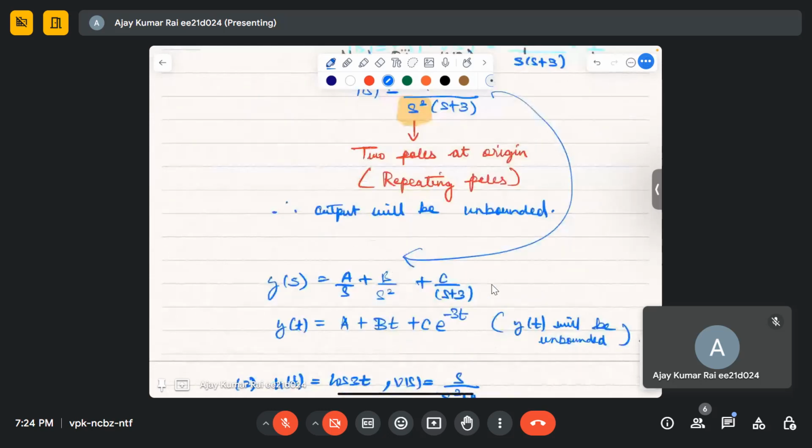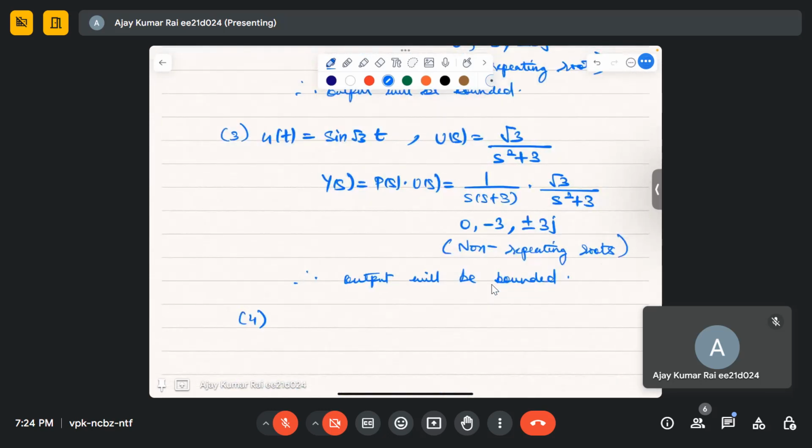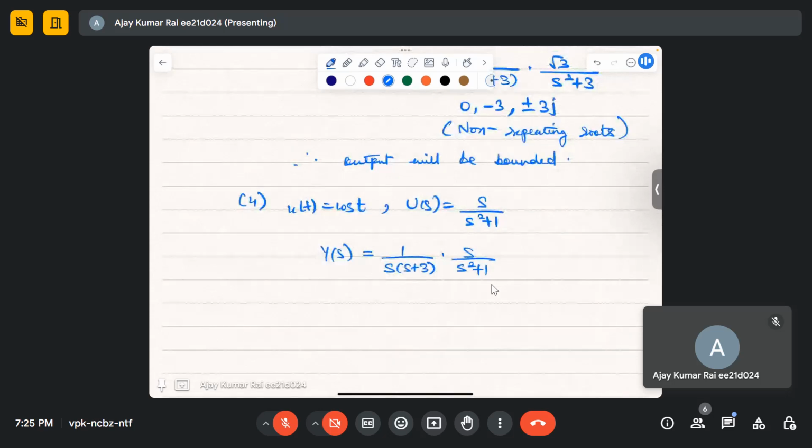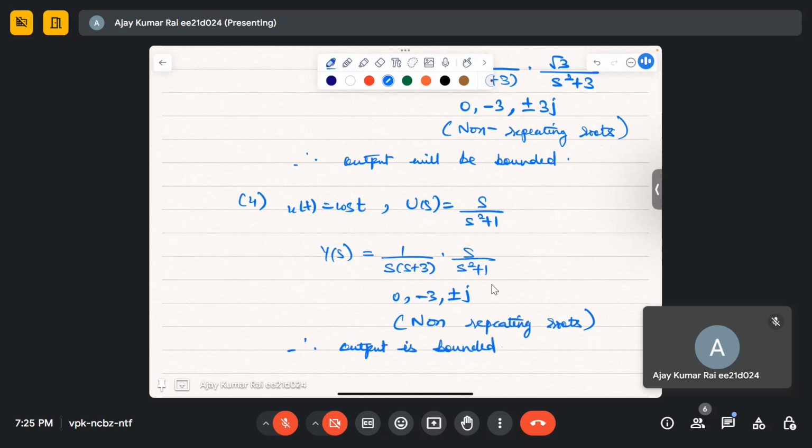Last is cos t. Quickly I will do it for cos t. u(t) is cos t, so U(s) is equal to s by s squared plus 1. Y(s), directly I will write, is 1 by s into s plus 3 into s squared plus 1. What are the roots you're getting? 0, minus 3, plus minus j. Again non-repeating roots, so the output is bounded for the given input.